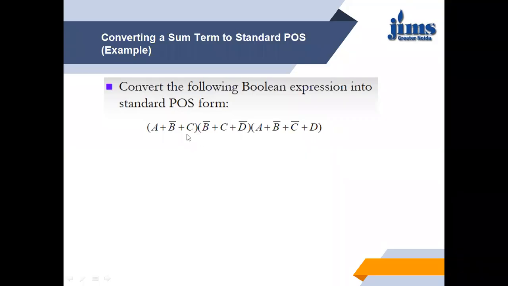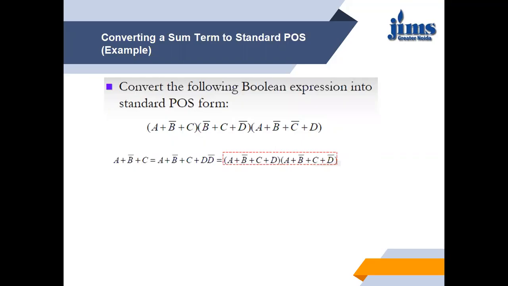So what we have to do, we have to convert the first and second term into the standard POS. Then we have to combine the expression. Suppose for the first term, A, B bar, C. So I can write it like A plus B bar plus C plus 0, and 0 is the missing term, that is D and D bar. If I take this (A plus B bar plus C) as A, so A plus BC equals (A plus B) and (A plus C). So it is (A plus B bar plus C plus D) first term. Then I have (A plus B bar plus C plus D bar). That is the next term. So in this manner, we can convert any non-standard form into the standard form.